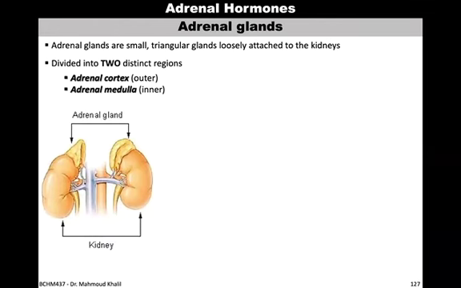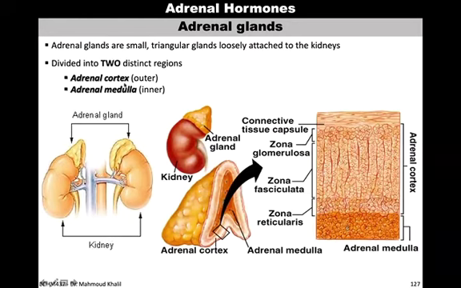Hi, today we'll talk about the adrenal hormones. The adrenal hormones are secreted from the adrenal glands. As you can see from the figure, adrenal glands are small triangular glands that are loosely attached by connective tissue to the kidneys. You have a pair of adrenal glands just on top of the two kidneys, and each is divided majorly into two parts.